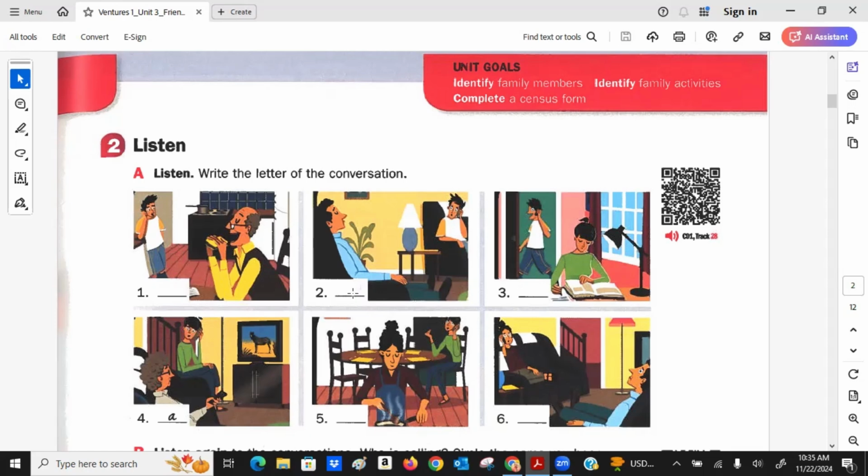Conversation C. Hello? Hi, Carlos. This is Mr. Ramos. Is your grandfather there? Yes, he is, but he's eating lunch right now. Okay, I'll call him later. Thanks.